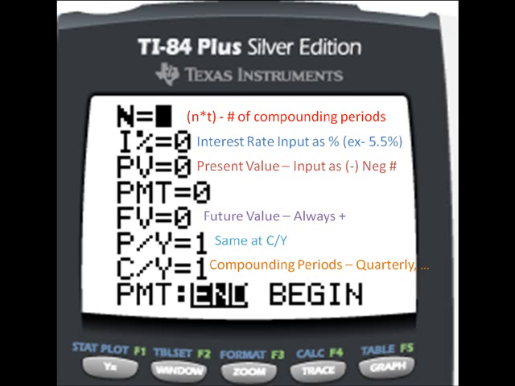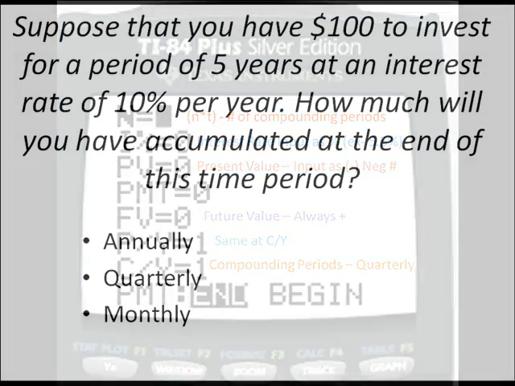The payment, you're always going to put at 0 in our cases, and then the future value. This number will always be positive. So if you ever get a negative number here, it's probably because you forgot to put a negative in the present value. Now the P/Y is going to be the same as your C/Y. The P/Y just means if there was a different payment frequency, but in our cases we're always going to assume that the P/Y and the C/Y will be the same. And the C/Y stands for compounding periods. So we have different amounts: quarterly, yearly, annually, semi-annually. Depending on what it is, that's what you put in that number there. Okay, great. Now let's go ahead and practice a couple examples.